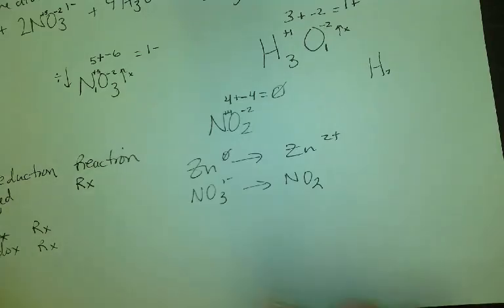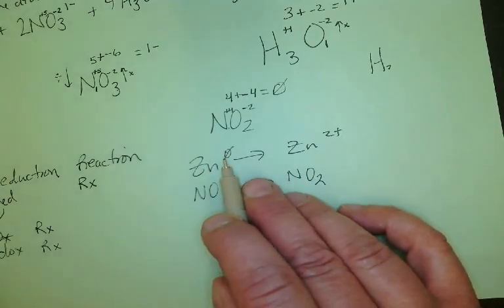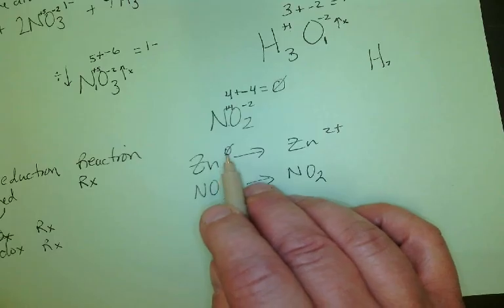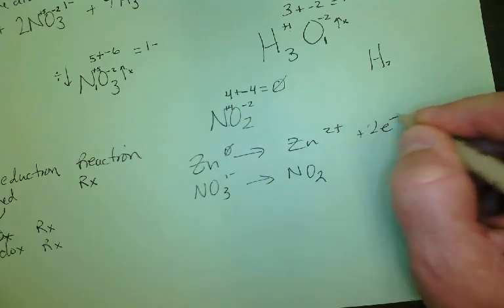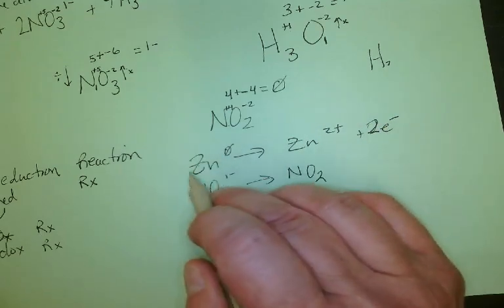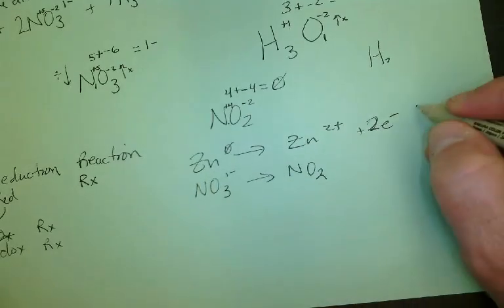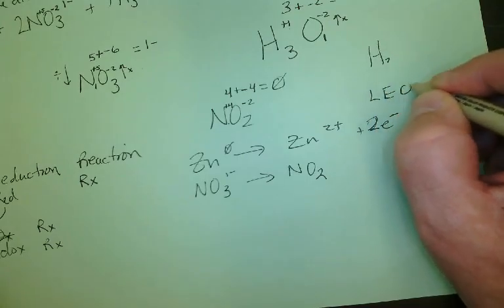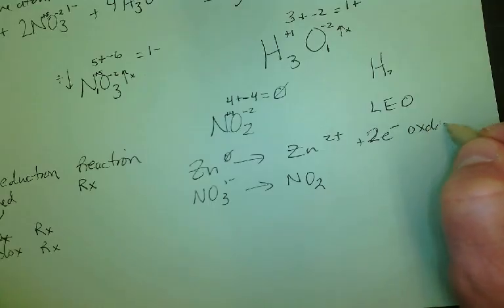It'll be easy. But look, I have to balance the charge because I can't gain or lose electrons. So this right here has a 0. This one has a 2+. So that means that this has 2 electrons right here. These electrons were sucked off of this zinc. The zinc lost 2 electrons. Okay? So if you lose electrons, you're oxidized. So this is my oxidation reaction.